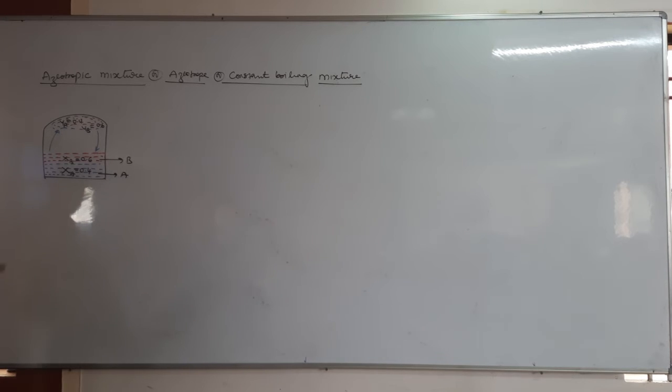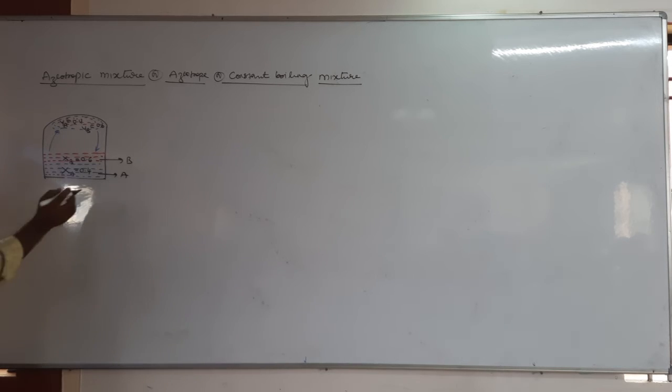Therefore, when this is possible, there are two conditions. One, a binary solution having the same composition in the liquid as well as the vapor phase. In the liquid phase as well as the vapor phase, they must have the same mole fraction. And the second condition is, so what is the second condition? They have the same mole fraction and they boil at constant temperature. They must boil at only one constant temperature. Then they are called an azeotropic mixture.